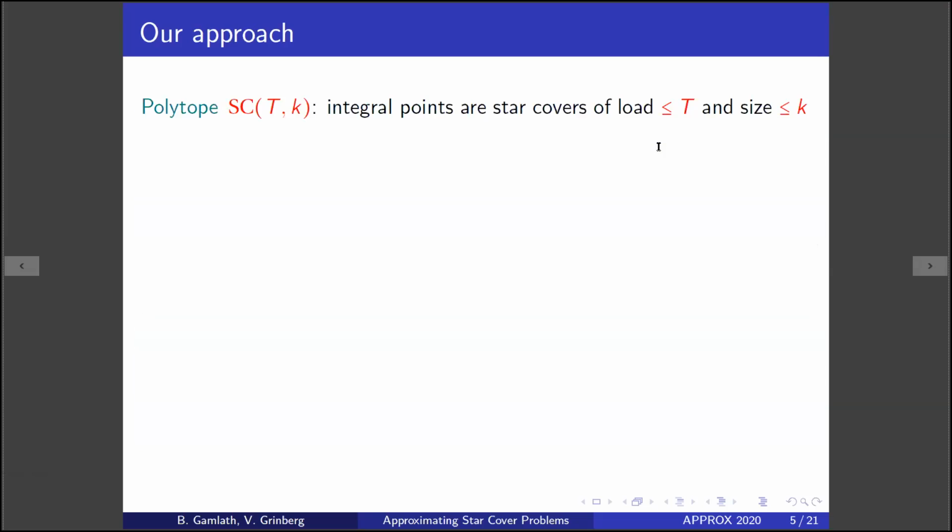Our approach is based on linear programming. First, we define the polytope SC(T, K). Its integral feasible points are exactly star covers of load at most T and size at most K. Here is the LP description of the polytope.